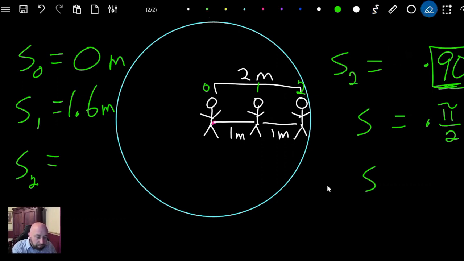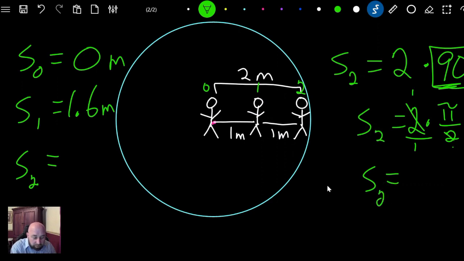Now, notice that person 2 is, for the radius, 2 meters away. So we have to do 2 times this. Well, what happens now? That cancels and we get 1 times pi, or we get just pi. So what is the answer? Well, it's just pi, 3.14. So you could do 3.1 meters.